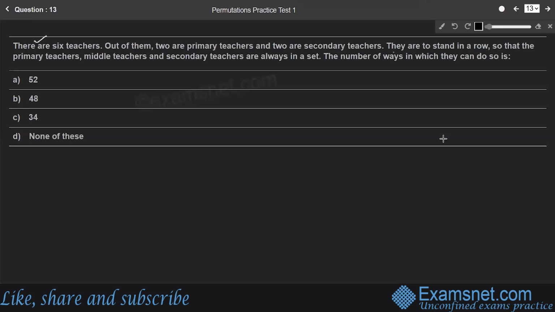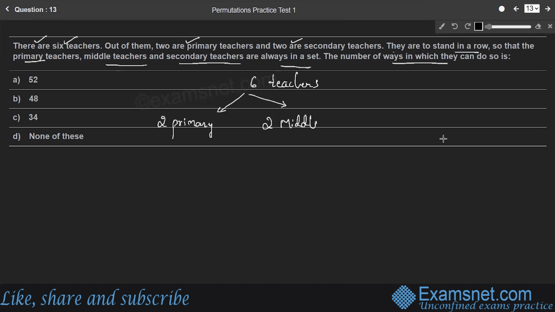Question number 13. There are 6 teachers. Out of them, 2 are primary teachers and 2 are secondary teachers. They are to stand in a row so that the primary teachers, middle school teachers and secondary teachers are always in a set. The number of ways in which they can do so is. Students, here the total number of teachers is 6, right? Among them, 2 are primary teachers, 2 are middle school teachers and the remaining 2 teachers are secondary teachers.